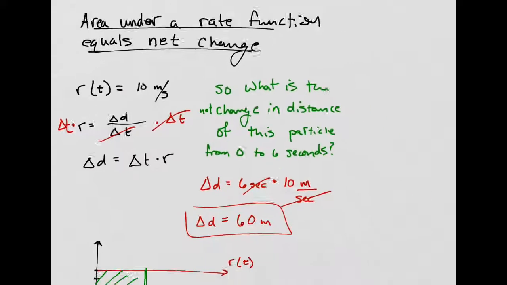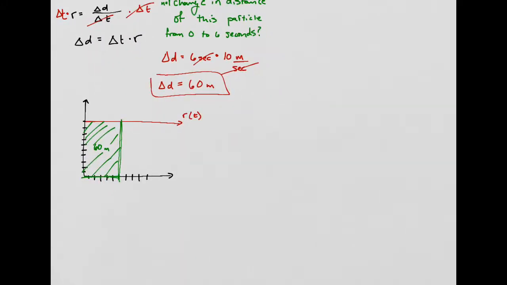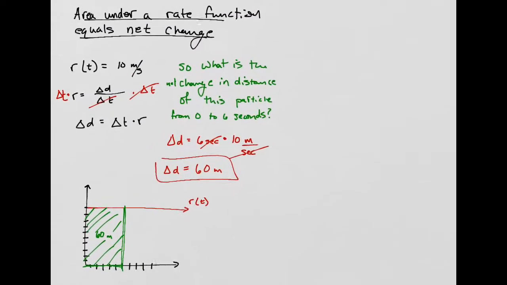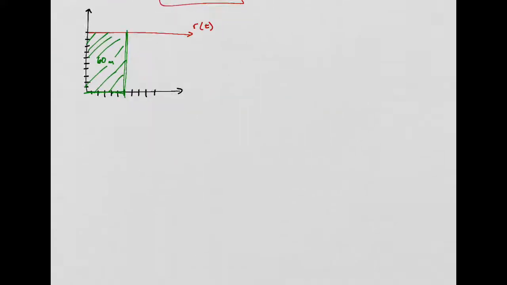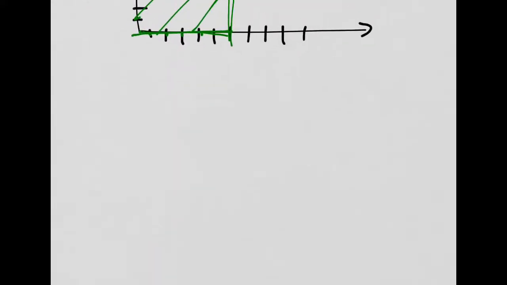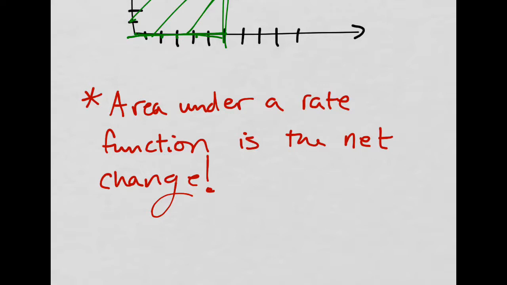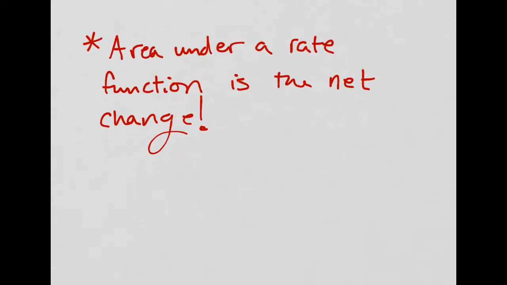If the rate is talking about like books checked out of the library per month, then the area underneath would be the number of books, right? The net change in books. So let me write down a couple of those examples real quick. So that's something important to write down. The area under a rate function is the net change. It's just the title again. But net change in what?